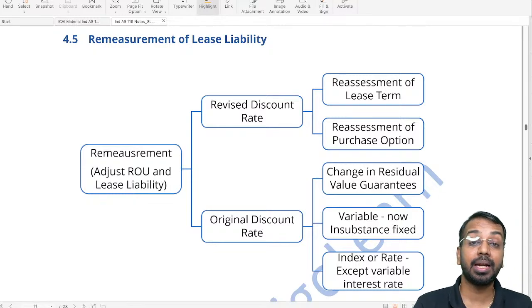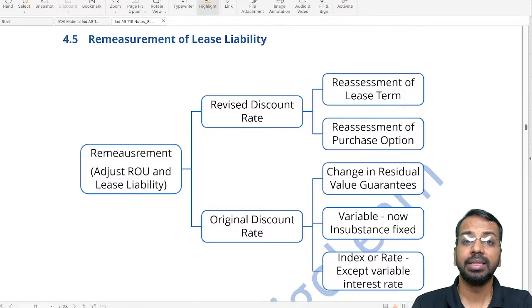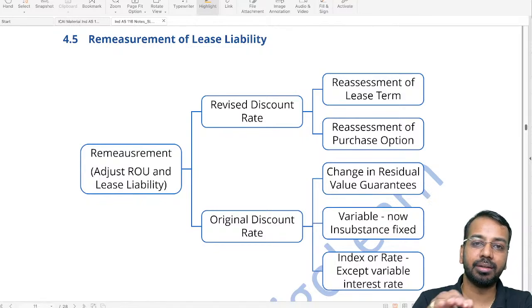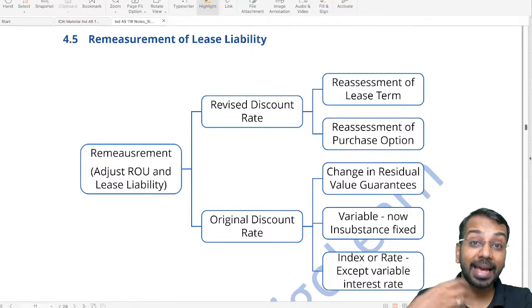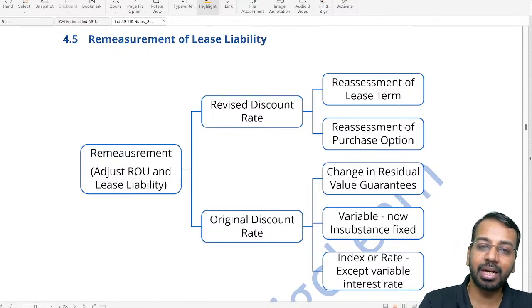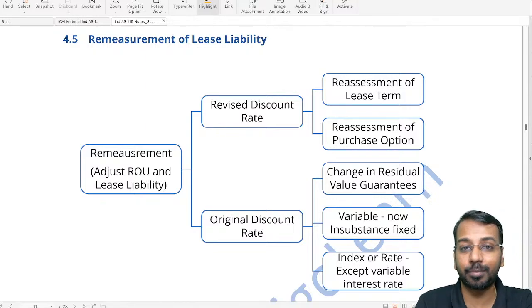Or there is a reassessment of purchase option. Sometimes there is a purchase option given in the lease contract, that is, after the lease term ends, the lessee can purchase the leased asset. That is called a purchase option. Initially we would have thought we will not exercise the purchase option, now we think we will exercise it. Or initially we thought we will not extend, now we say we will extend. Or initially we thought we will not terminate, now we have actually terminated, or we think we will be terminating.